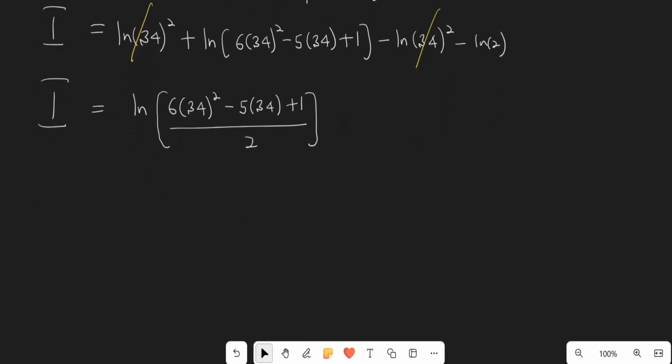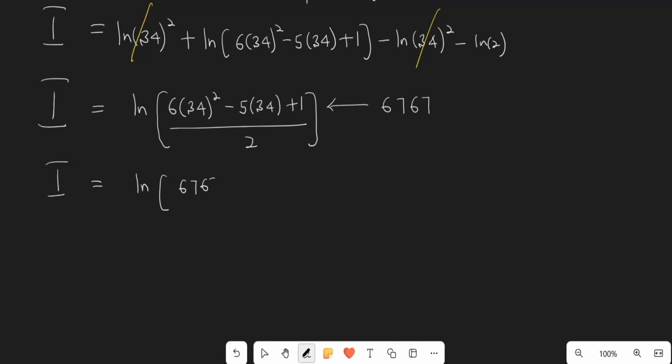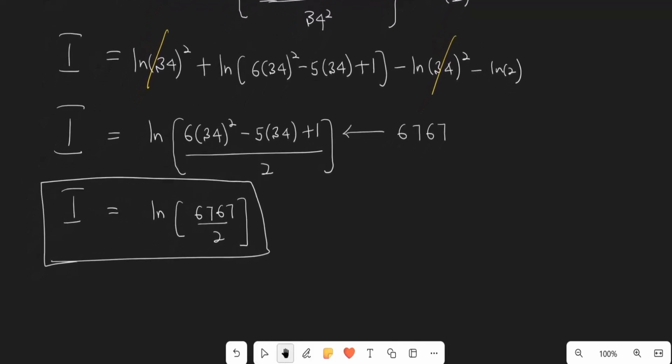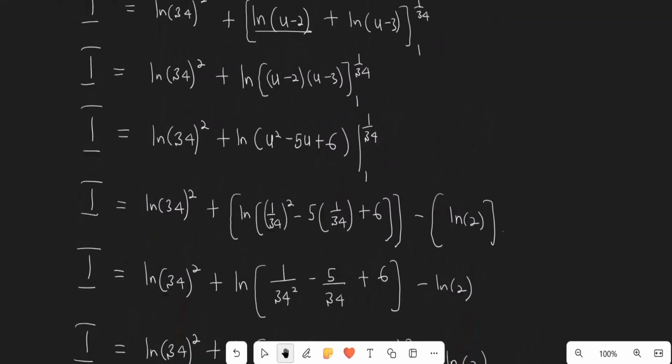This is the answer. And now the top one here, when you work that out, simplifies to 6767. So the final answer to this integral is the ln of 6767 divided by 2, and this is the answer that MIT gave for this beautiful integral. So the ln of 6767 over 2. And that is how I solved this integral.